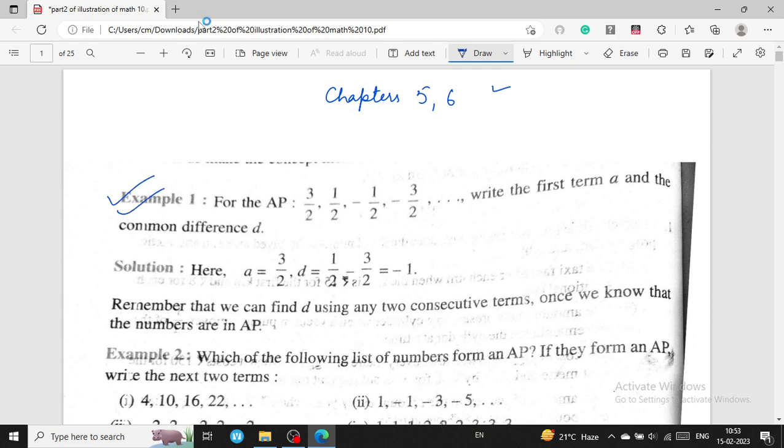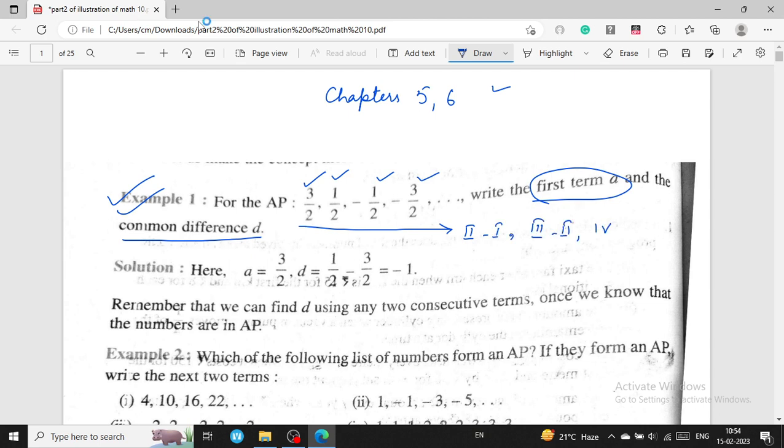First illustration that is given: for the AP 3 by 2, 1 by 2, minus 1 by 2, minus 3 by 2. This series is given as an AP and we have to write the first term and common difference D. This is the first term, second term, third term, fourth term. So first term A is equal to 3 by 2 and common difference will be found by this method: second minus first, third minus second, fourth minus third.